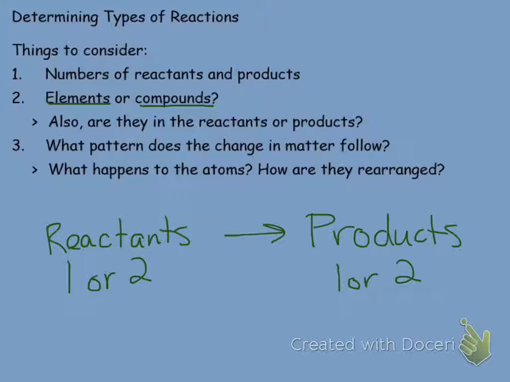If I can't decide by numbers of reactants in products, then I'm going to start considering 2 and 3. Are there elements involved or compounds or both? And where are they in terms of the reactants or products? Lastly, I'm going to consider what pattern the change in matter follows. The names give us some hints as to what the matter will do, but I'm going to have to look at the arrangements of the atoms and how those arrangements change from beginning to end.